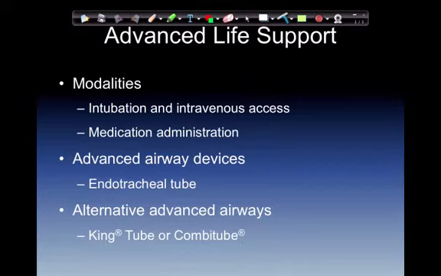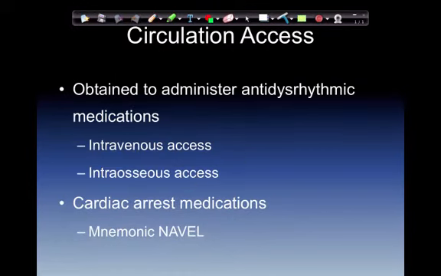Faster placement on the King or combi tube, less disruption of chest compressions, and chest compressions are very high on our efficacy list. Circulation access, obtained to administer antidysrhythmic medications, so an IV or an IO access. Cardiac arrest medications.